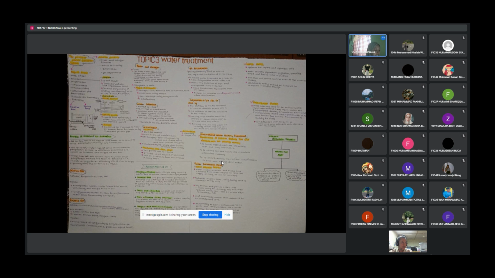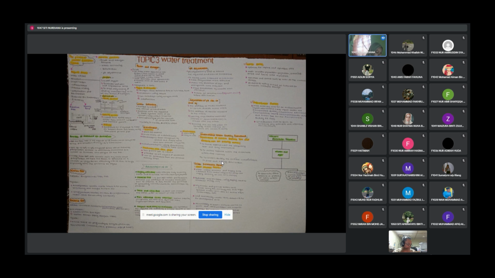So I proceed with topic 3. Topic 3 is water treatment. For this topic, there are 3 subtopics. First is the process water treatment system. There are 2 processes involved. First is the physical process. Second is the chemical process.